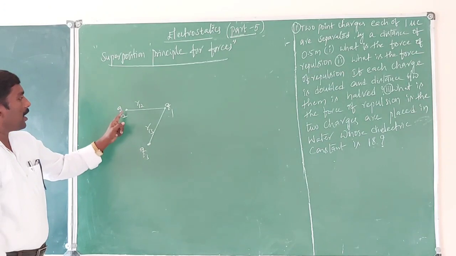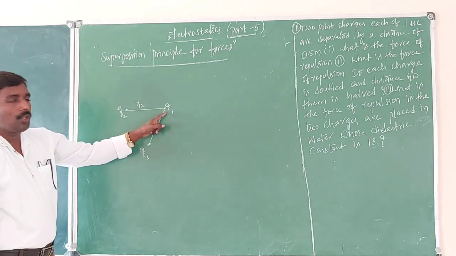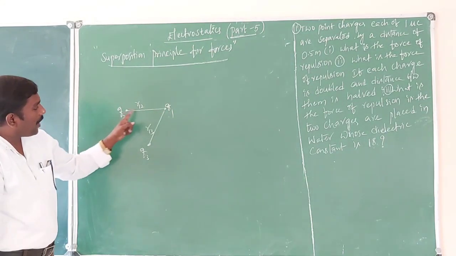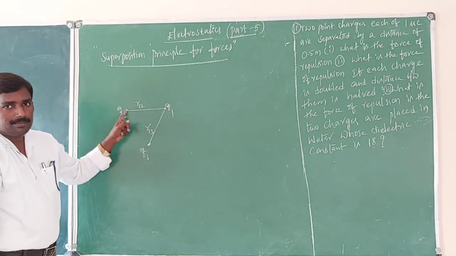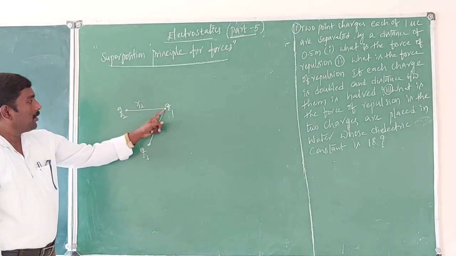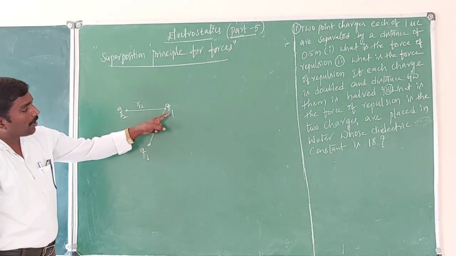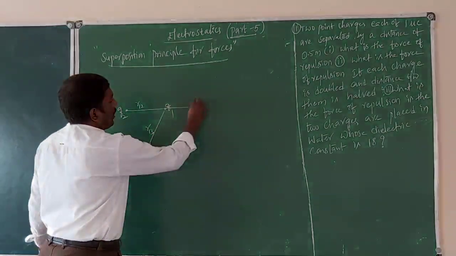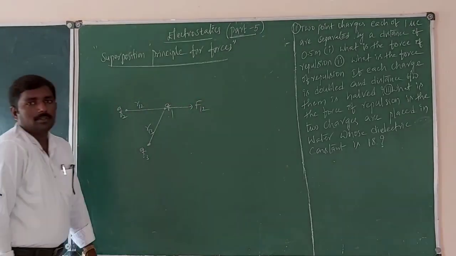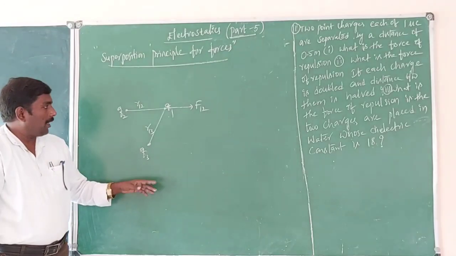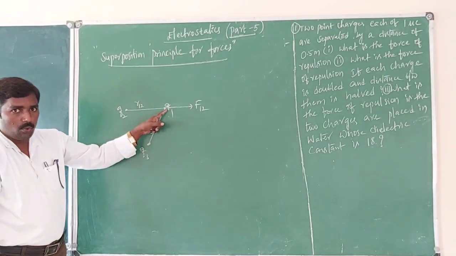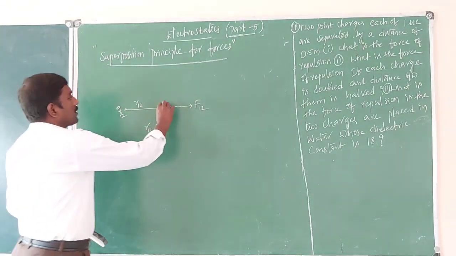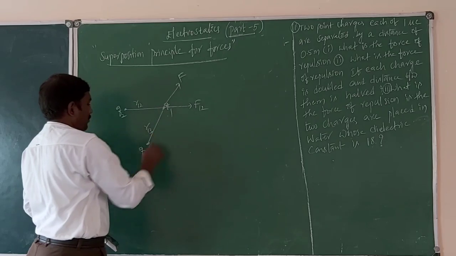according to Coulomb's law, some quantity of force acts on Q1. There exists a repulsive force between them. So, some quantity of force acts on Q1 due to Q2. The direction of force is given like this: F12. Similarly, some quantity of force acts on Q1 due to Q3. The direction of force is given like this: F13.